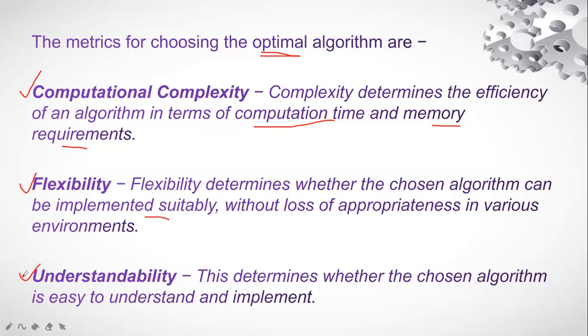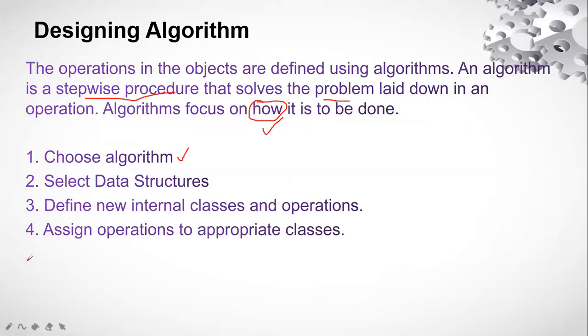Third is the parameter we have defined as understandability. Now, what is this understandability? Understandability means we are going to choose the algorithm which is easy to understand and easy to implement. That means it should not be very complex. It should do the task in the proper way, plus it is easy to understand and implement. So these are the 3 things which we are going to check on to choose the optimal algorithm. That is what choosing of algorithm is.